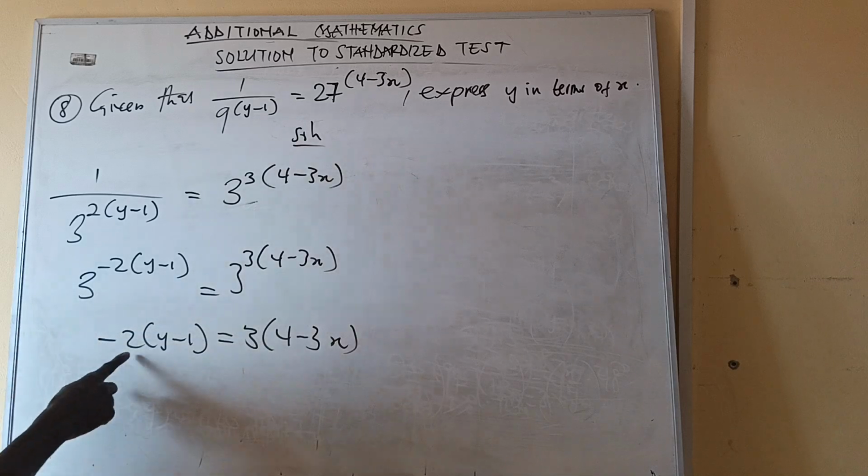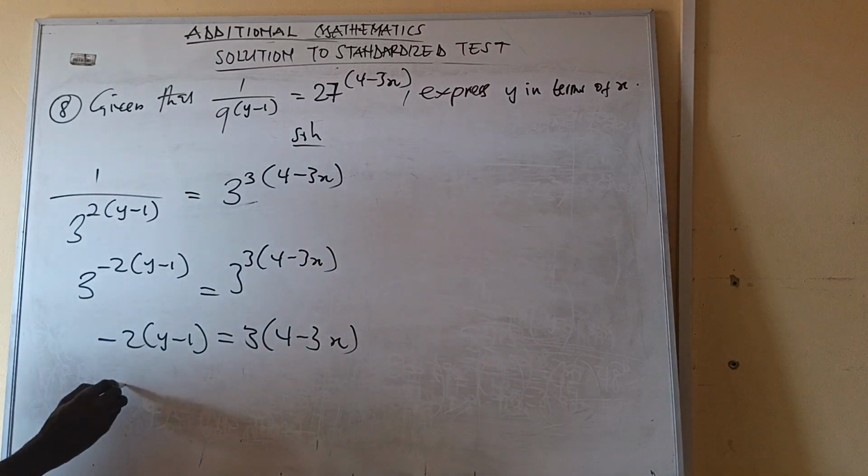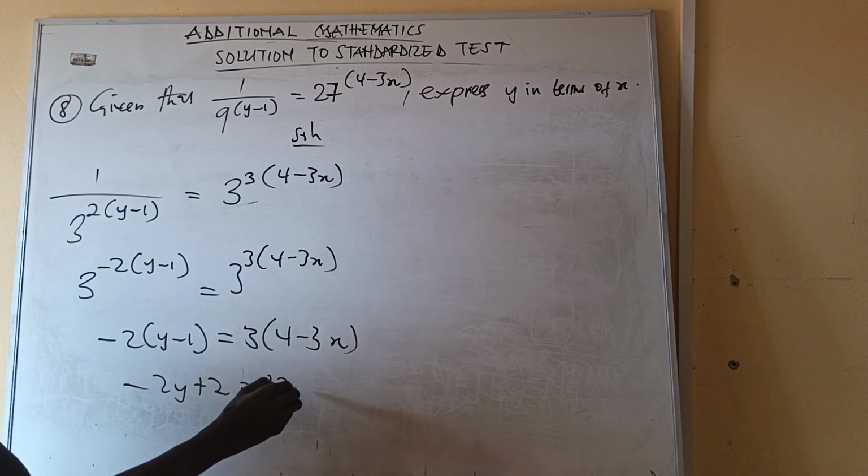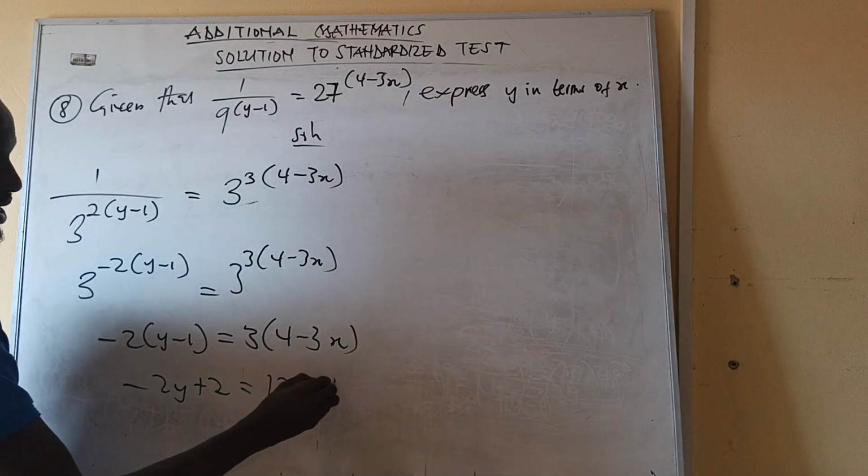Exponents are the same. Now let's expand through. We're going to have minus 2y plus 2 multiply. We're going to have 12. 3 times 2 will give us minus 9x.